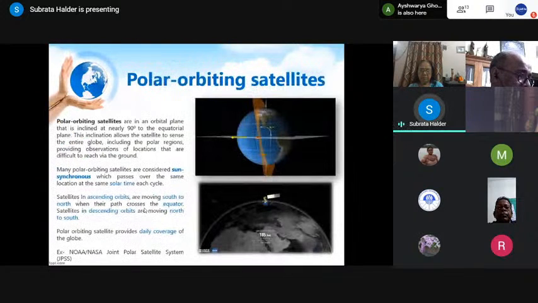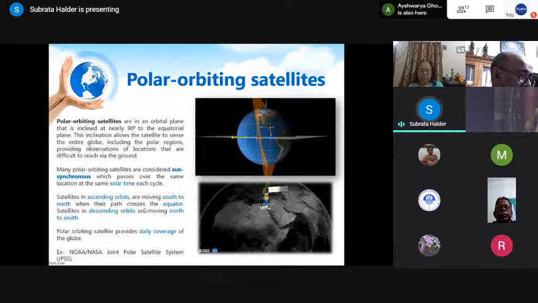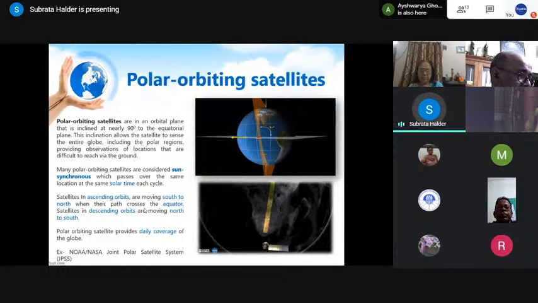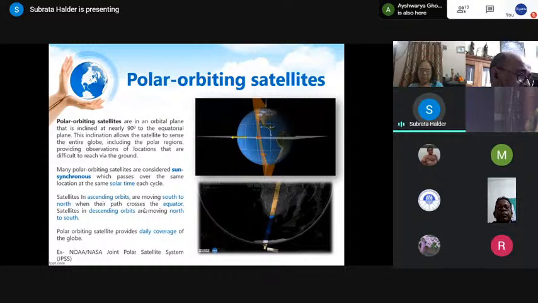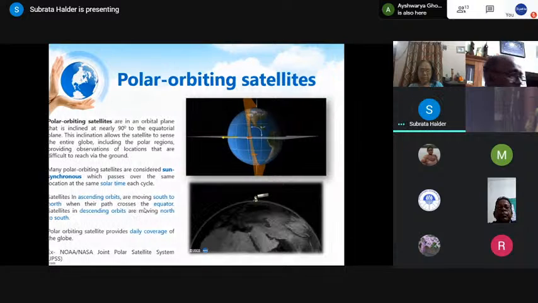Many polar orbiting satellites are considered sun-synchronous, which means they pass over the same location at the same solar time each cycle. Satellites in ascending orbit are moving south to north when their path crosses the equator. Satellites in descending orbits are moving north to south. Polar orbiting satellites provide daily coverage of the globe. An example is the NASA Joint Polar Satellite System, that is JPSS.